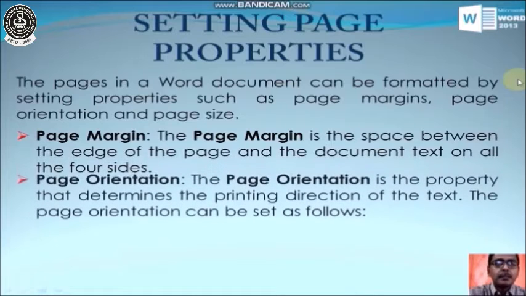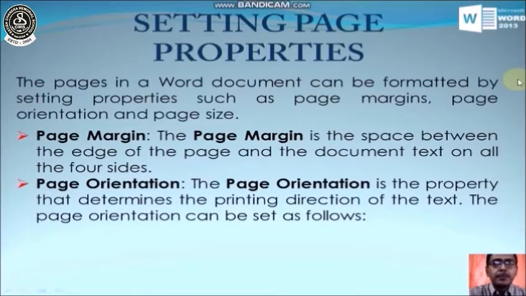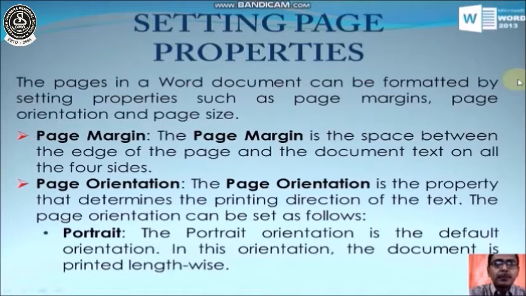Next property is page orientation. The page orientation is a property that determines the printing direction of the text. How the text will be printed, lengthwise or widthwise. Page orientation can be of two types. First one is portrait. The portrait orientation is the default orientation. In this orientation, the document is printed lengthwise, like this.